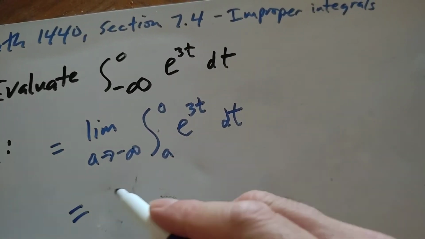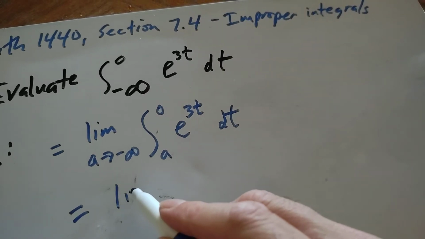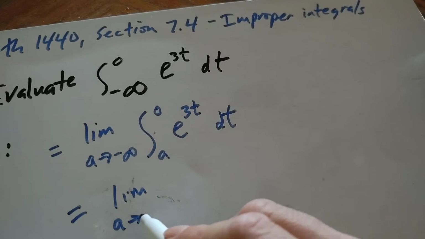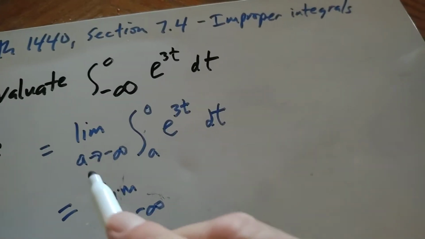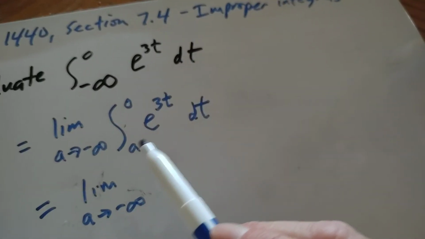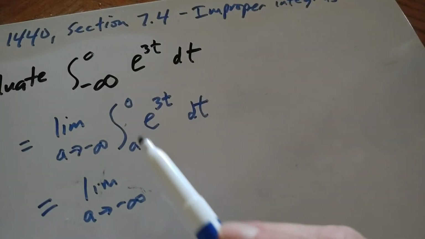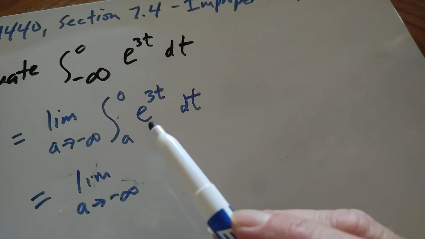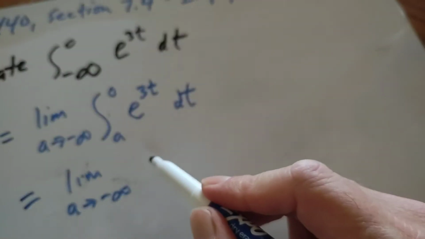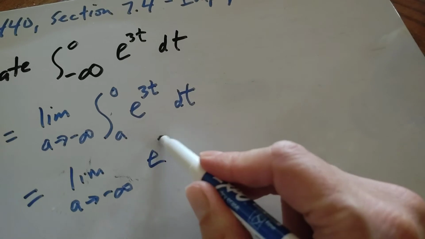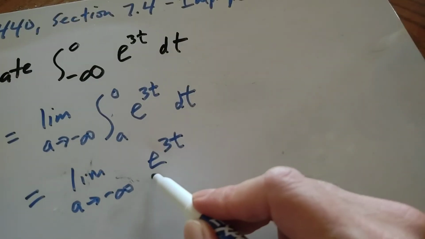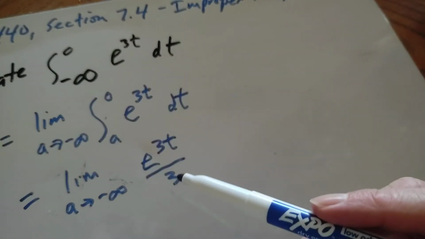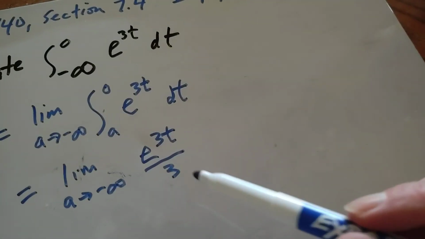So you want to have good form. So I'm going to write this is equal to the limit as a approaches negative infinity. And now, the first step when you're evaluating an integral, which has limits of integration, is just find an antiderivative. So I'm going to do it the shortcut way. The integral of e to the 3t is just going to be e to the 3t over 3. That is the indefinite integral, or the antiderivative, by the shortcut way.